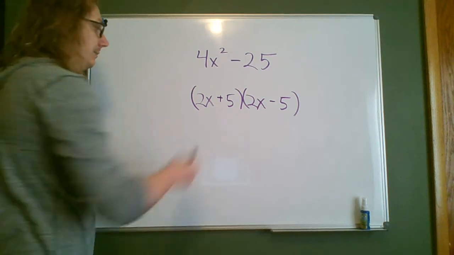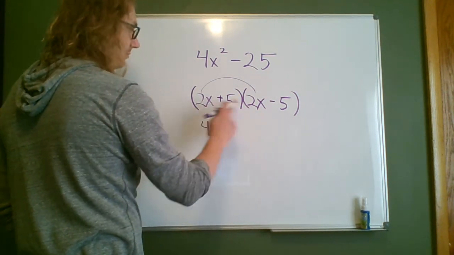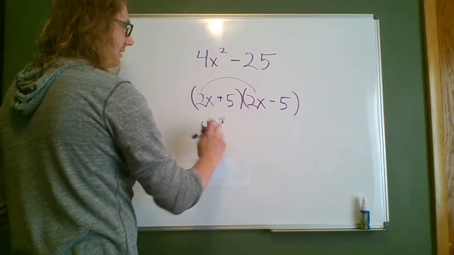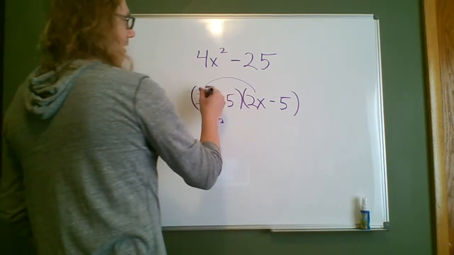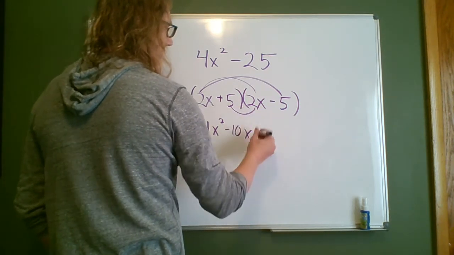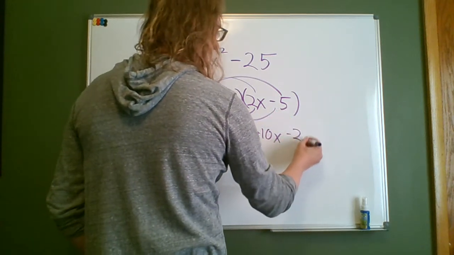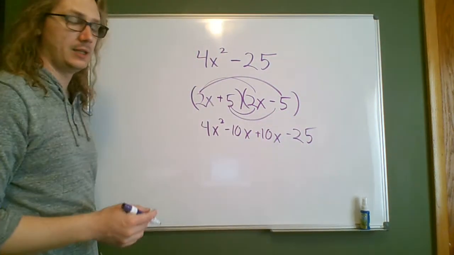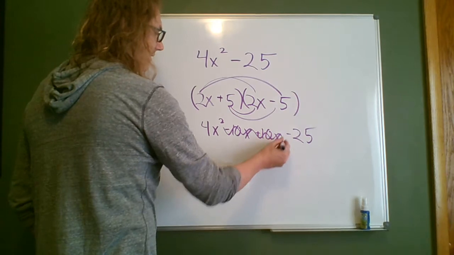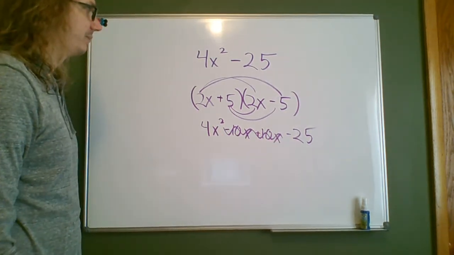And we can check our answer. 2x times 2x is that 4x squared we want, because 2 times 2 is 4. x times x is x squared. 2x times a negative 5 is a negative 10x. 5 times 2x is a positive 10x. And 5 times negative 5 is negative 25. And like we wanted, everything in the middle cancels out, and we're left with 4x squared minus 25.